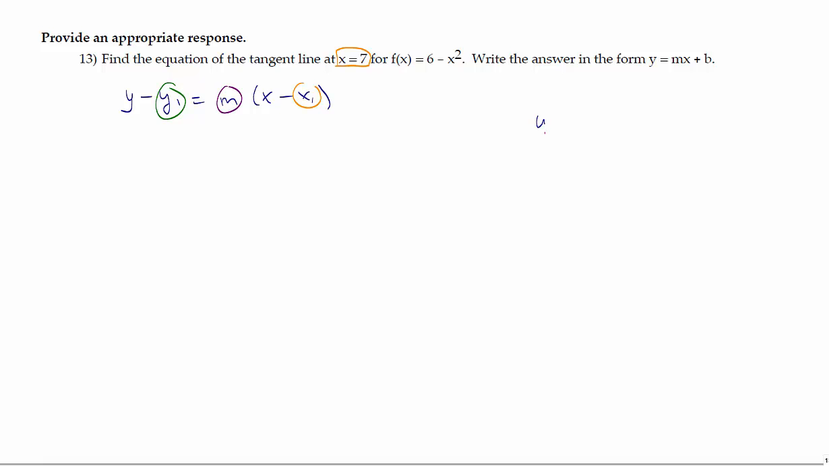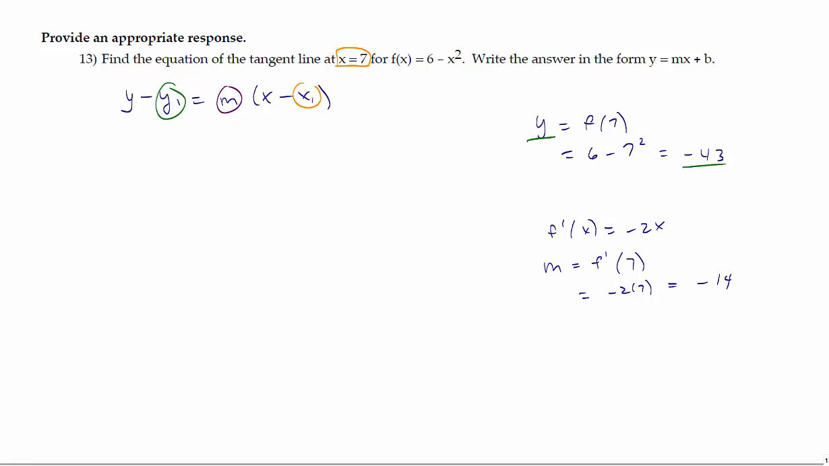Well, the y value is the function value at 7, so it's just going to be f of 7. So we get 6 minus 7 squared, so 6 minus 49, I get negative 43. So that's my y value. Now to find the slope of the tangent line, I need to take the derivative. So f prime of x is going to be a negative 2x. Therefore, the slope will be f prime of 7. So negative 2 times 7, my slope will be negative 14.